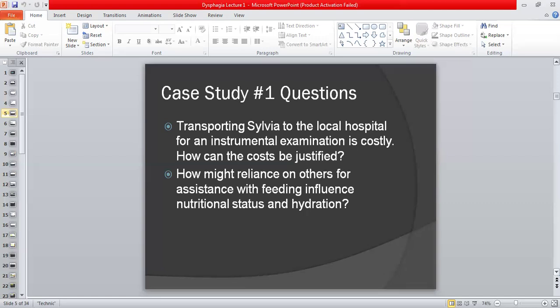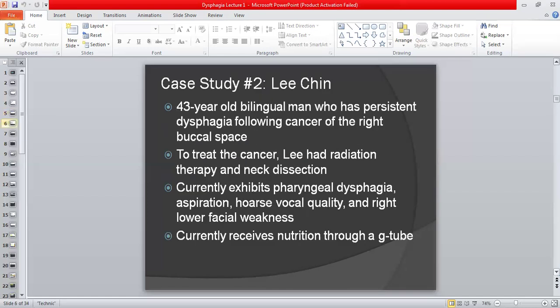Now keep these things in mind and let's take another case. This is about Lee. Now Lee is 43 years old. The earlier one, Sylvia, was 78.